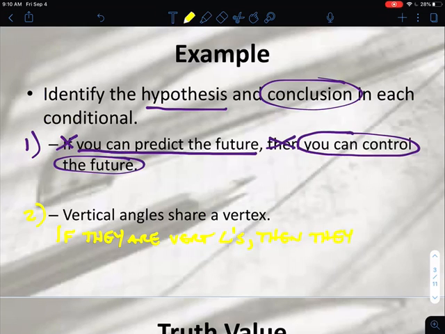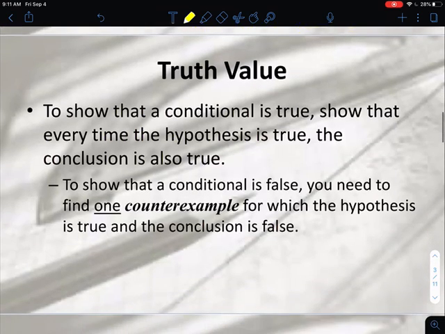then they share a vertex. Okay, so if they are vertical angles, then they share a vertex. So you can add little auxiliary words to make the statement make sense when you add the if and the then. Now when I go to identify my pieces, again, I don't want to include if, so I just underline they are vertical angles. I don't want to include then, so I circle they share a vertex. So when you have these conditional statements, if they're not if-then already, you need to make them if-then, and then you need to underline and circle the appropriate pieces.